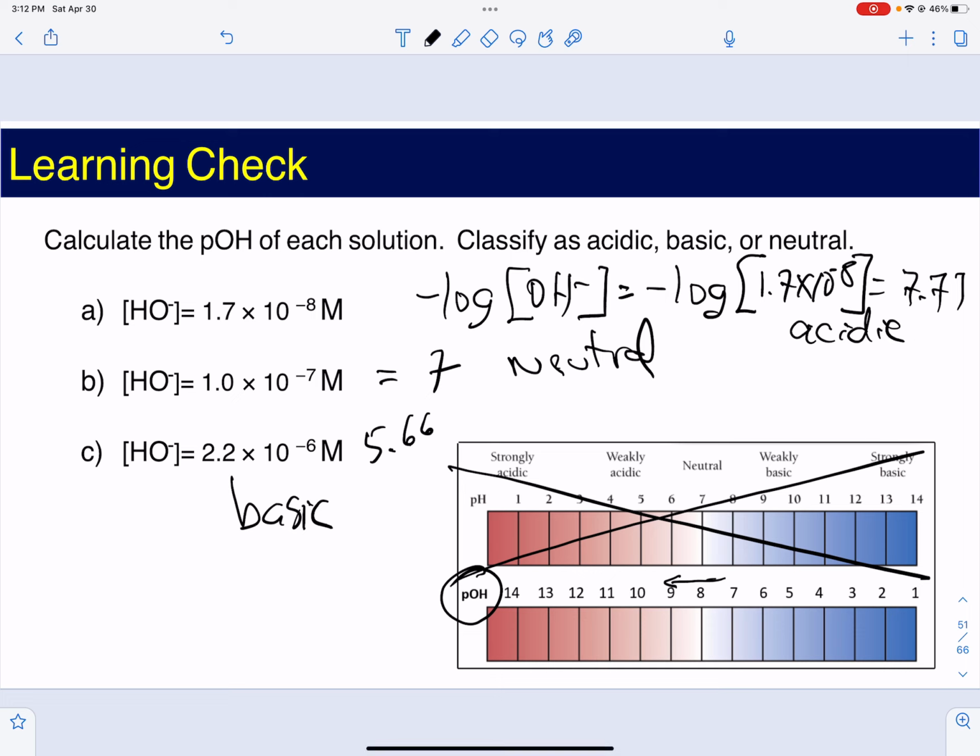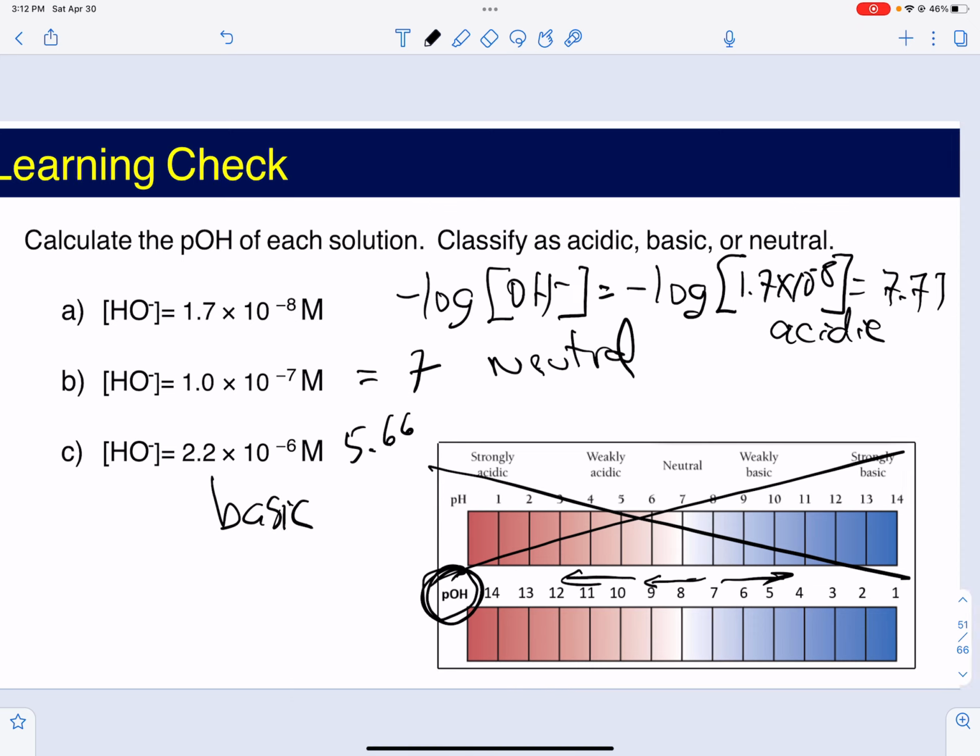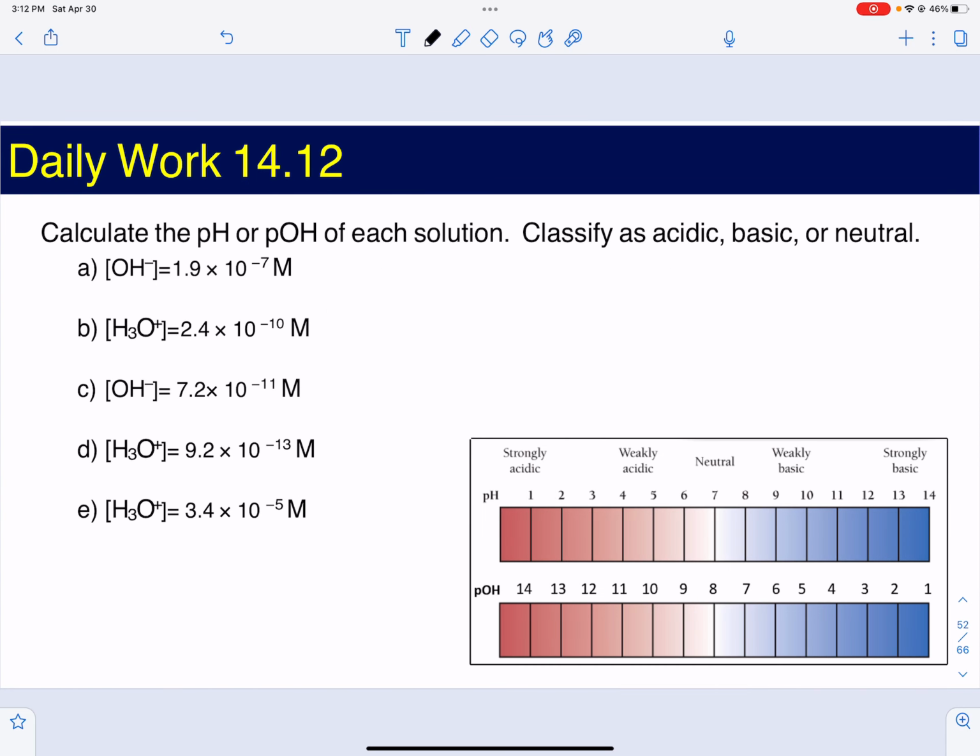You see why I like to just stick with one scale? It can get confusing if you start using both scales at the same time. So make sure that you know what scale you're looking at and which way the numbers are moving. So with that said, go ahead and do that daily work where both of them are combined. So make sure that you're paying attention. This will be hydronium, hydronium, and hydronium. And this is hydroxide and hydroxide. So make sure you know which scale you need to use.